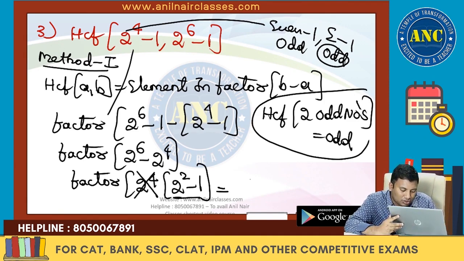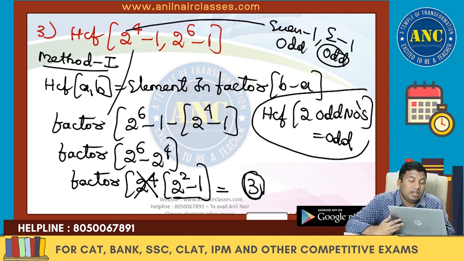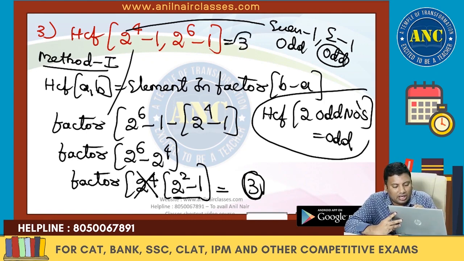The odd number is 2 squared minus 1, that is 3. Check whether 3 will divide this number. 16 minus 1 is 15, and 15 is divisible by 3. 64 minus 1 is 63. Is 63 divisible by 3? Yes. So the answer for this question is 3.